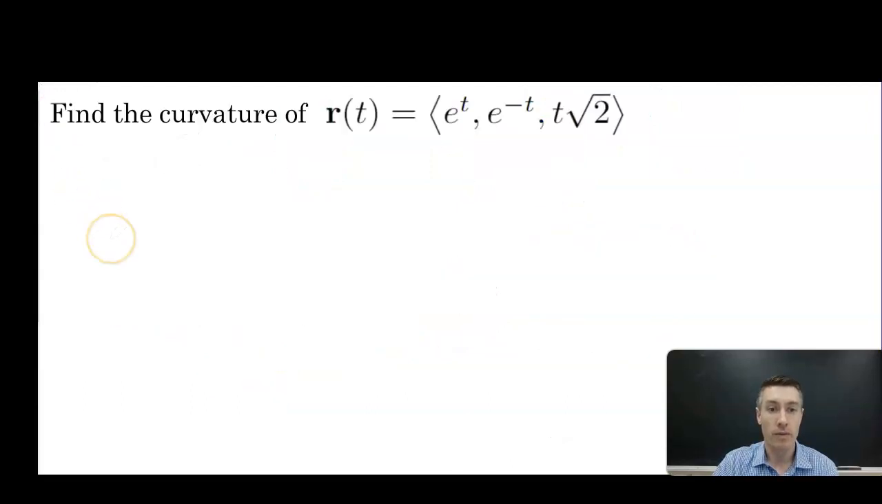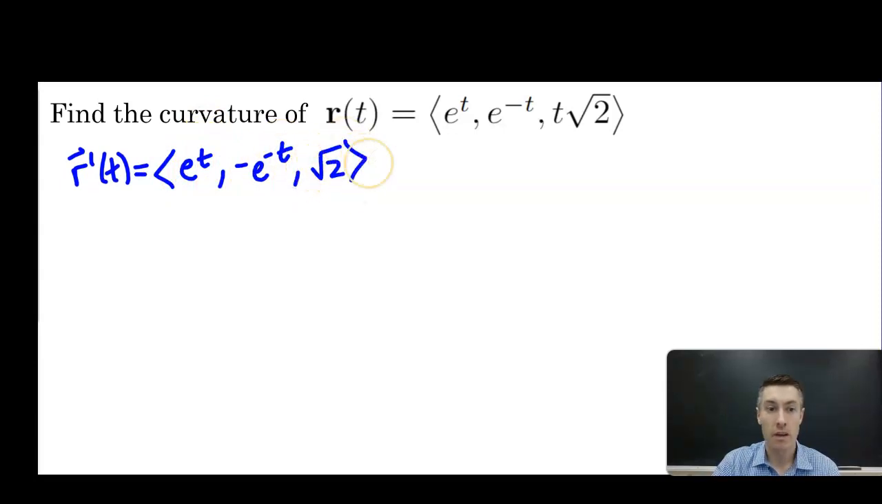But for the most part, you're going to see me use this cross product formula to compute the curvature. So find the curvature of r of t equal to e to the t, e to the negative t, t squared. So we're going to use that cross product formula. So we need r prime of t, which is equal to e to the t, negative e to the negative t, and 2t.